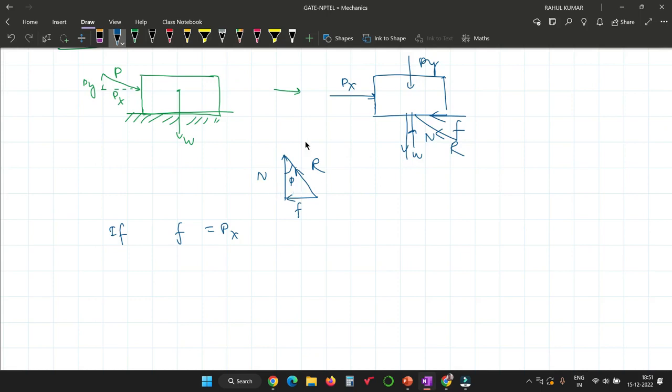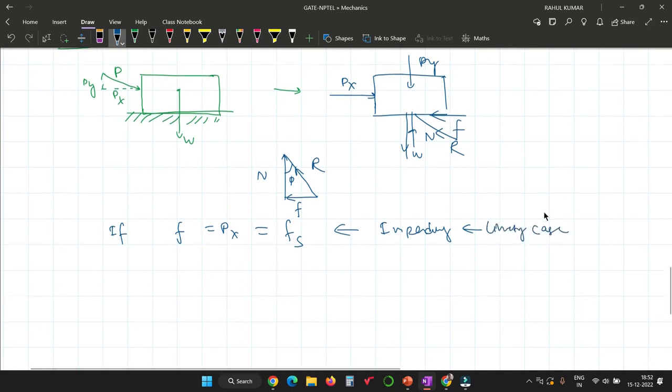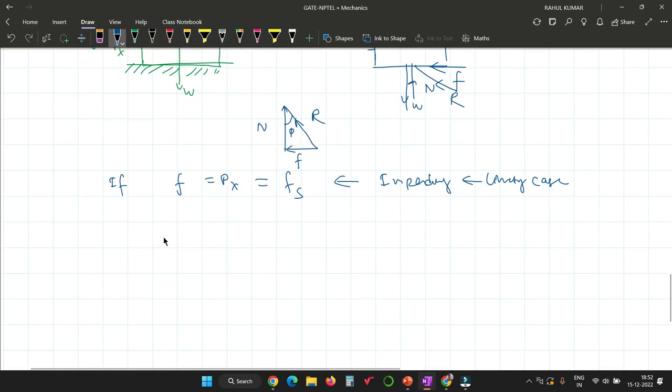Suppose F is exactly equal to Px. And suppose F is exactly equal to Fs, then this is the condition of impending motion. If the condition is impending, then it is a limiting case. So here, what will phi be?